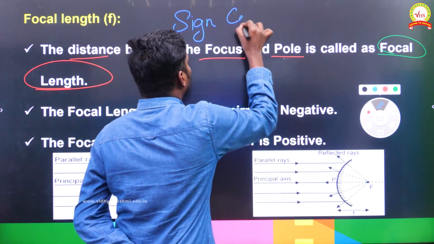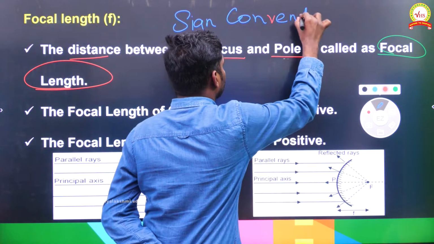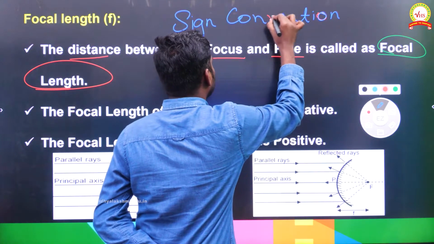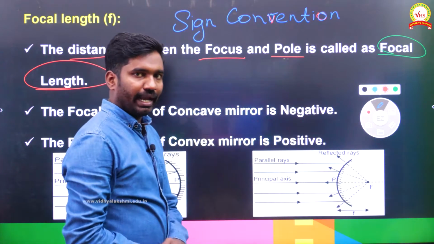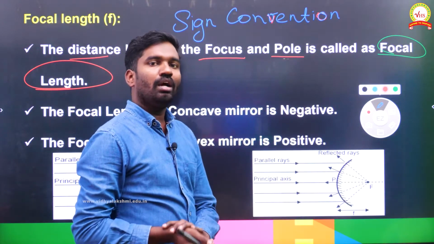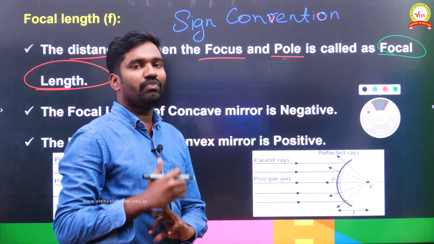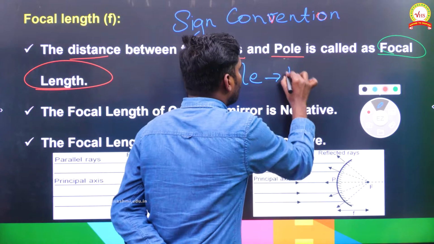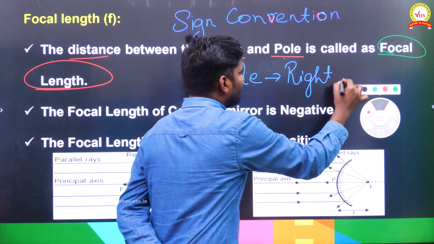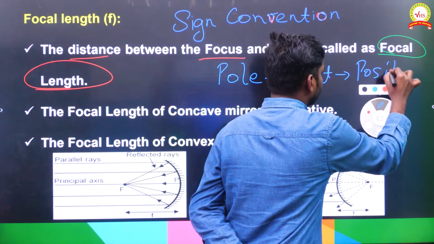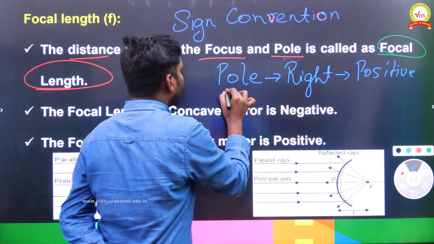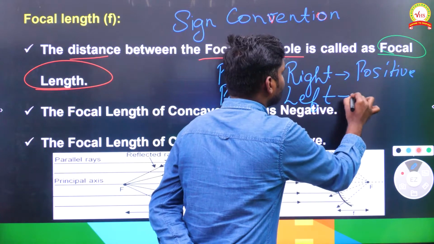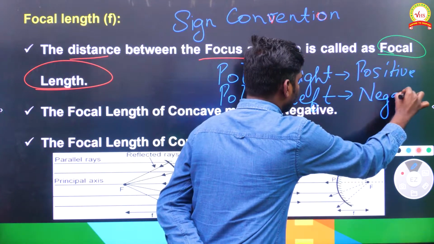sign convention rule. Based upon the sign convention rule only, we can say that either the focal length is positive or the focal length is negative. We already know that one rule is there: all distances must be measured from the pole. Whenever we measure from the pole towards your right, it is taken as positive, and whenever you measure the distance from the pole towards your left, it is taken as negative.